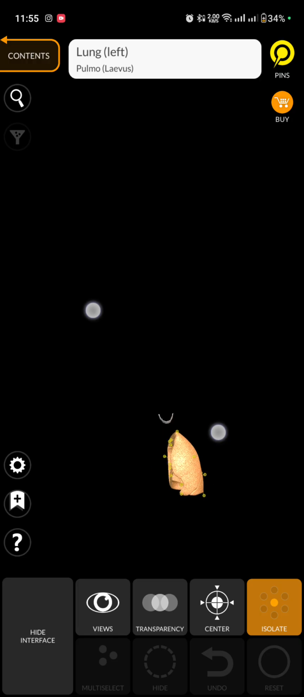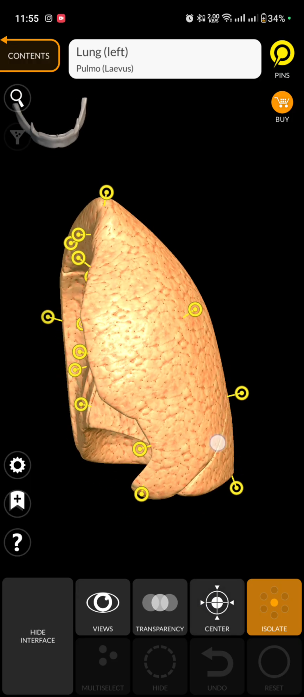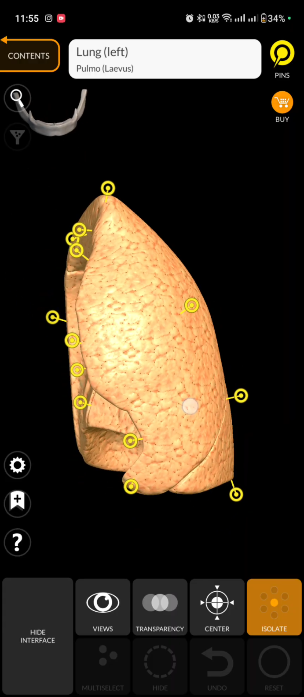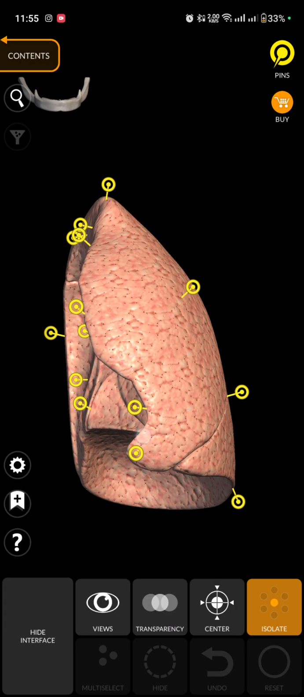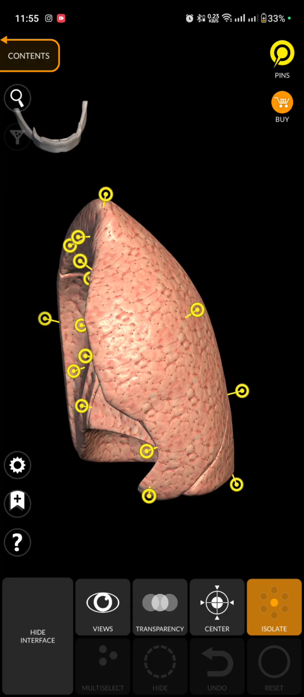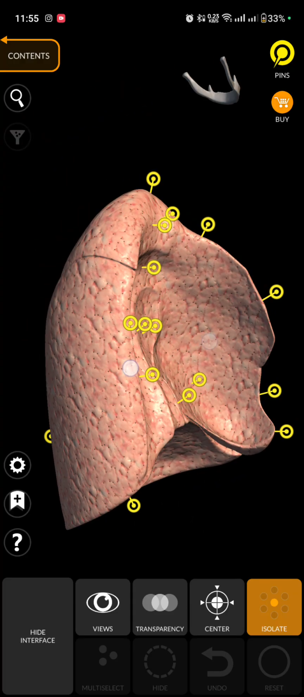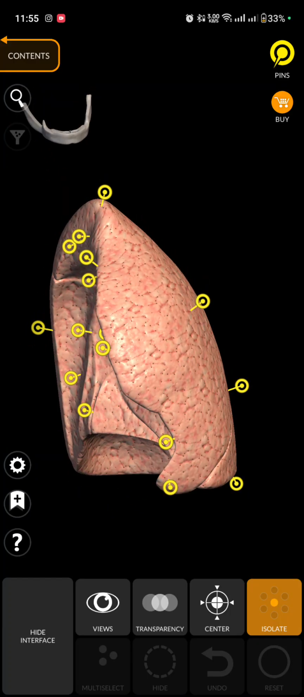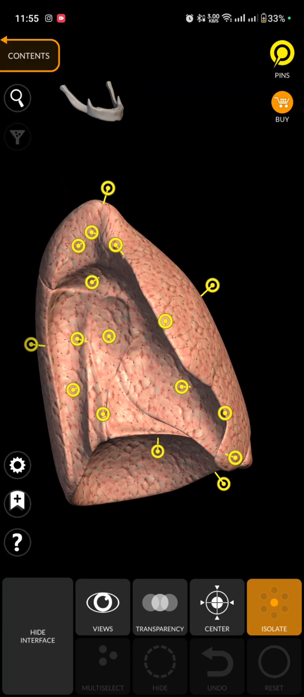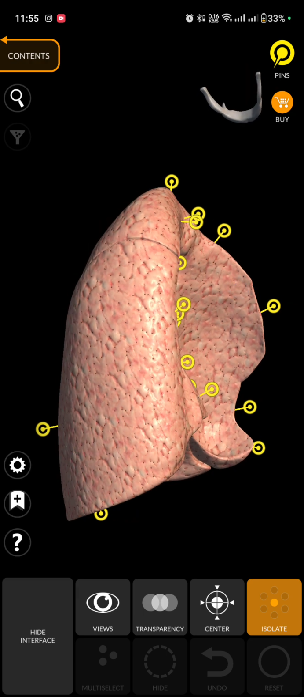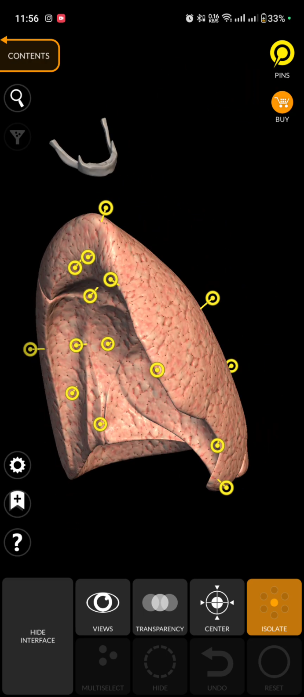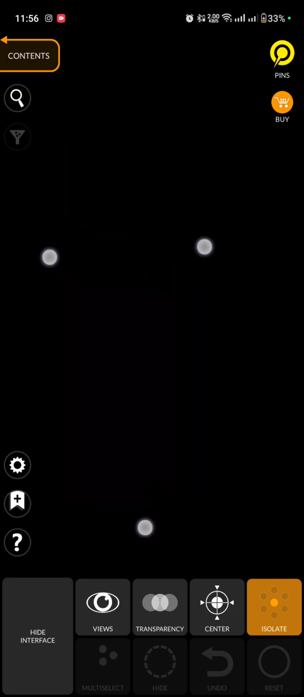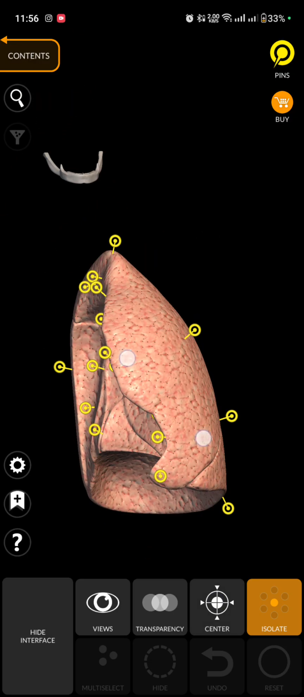This is the left lung of a human body because a lung generally has an anterior border and a posterior border. This entire part is the anterior border and this entire part is the posterior border. How can we come to the conclusion that this is the anterior border? Because the anterior border is sharp while the posterior border is rounded. On the left lung, the anterior border has a cardiac notch.